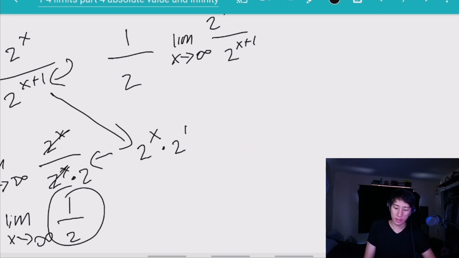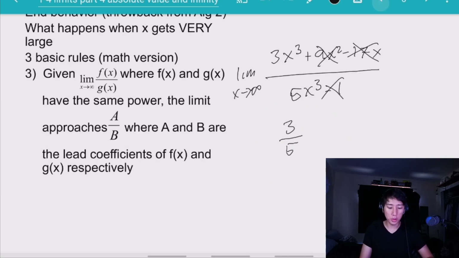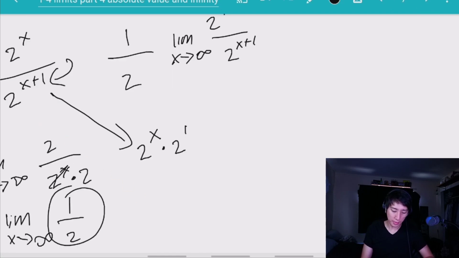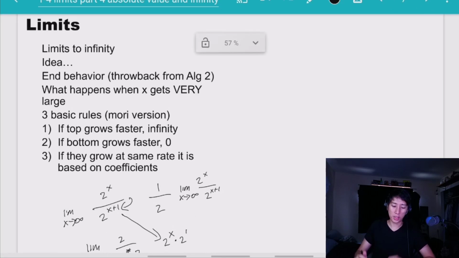Okay. But yeah. These three rules are for polynomials. I should reiterate that. These three rules are for polynomials. So watch out for exponentials and stuff. It's easy to just kind of assume, which is why I wanted to highlight it.